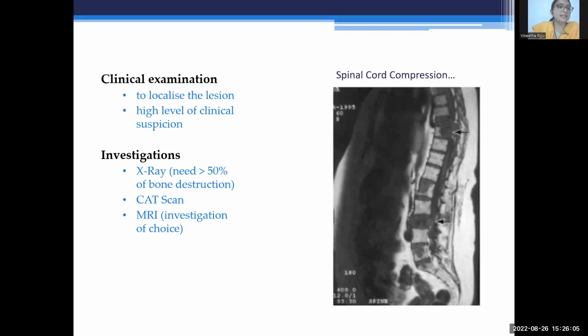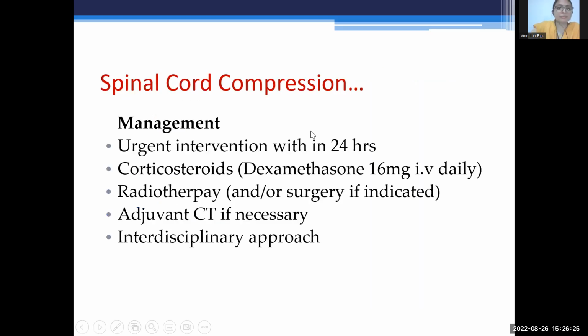Yes. And Dr. Ashwin was also talking about dexamethasone. Dr. Shunyama says dexamethasone, radiotherapy, and surgery. And again, Dr. Girija was talking about methylprednisolone and radiation therapy. Yes, thank you for your responses. And we go further. Like one of you was saying, time is the essence. So urgent intervention within 24 hours. Urgent intervention within 24 hours is mandatory.